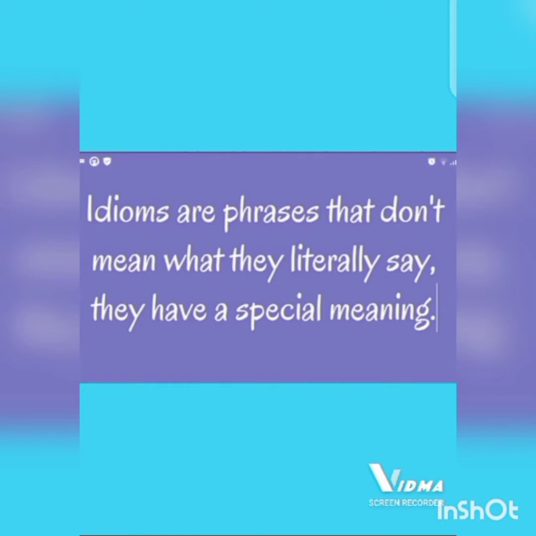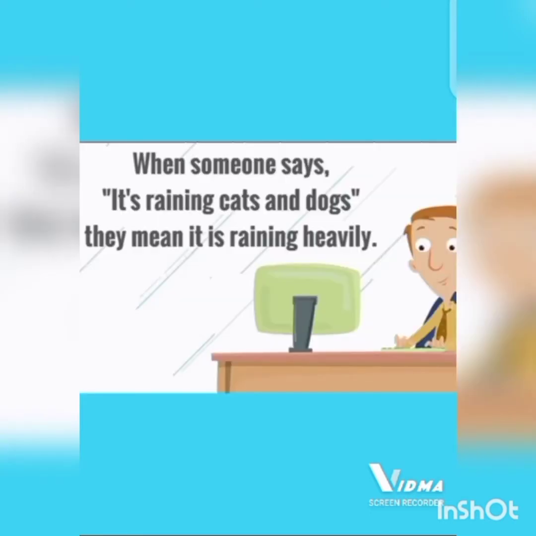Idioms are phrases that don't mean what they literally say. They have a special meaning. Idioms are phrases whose meanings are not as they appear; they have special meanings which we derive from them. For example, when someone says it's raining cats and dogs, they mean it is raining heavily. The phrase cats and dogs refers to heavy rain.